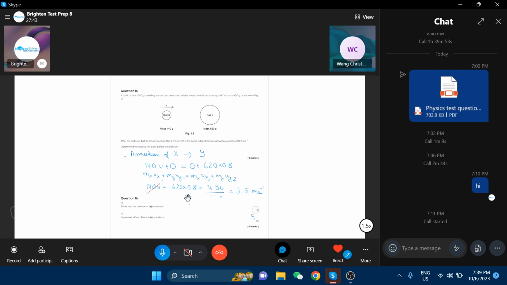Now, in order to calculate, what do we have to calculate now for I or for 1? 1/2 times 0.14 times, yep, that's a good one, times 3.5 squared. Exactly. That's why we needed to calculate, right?